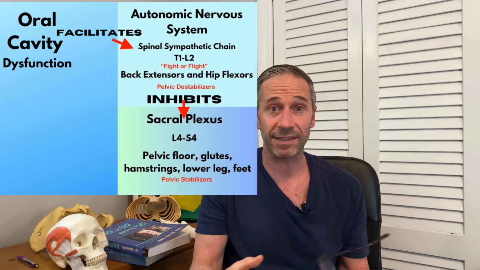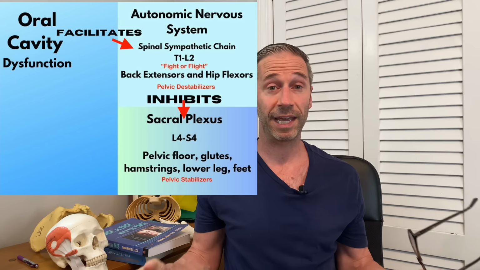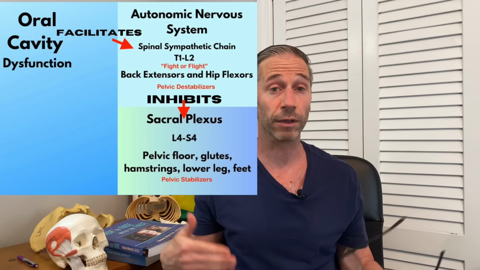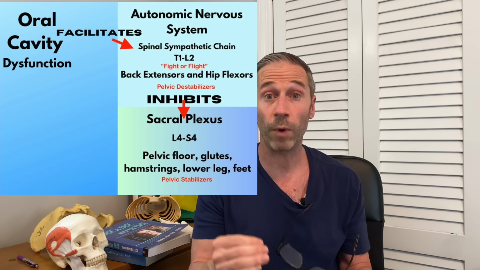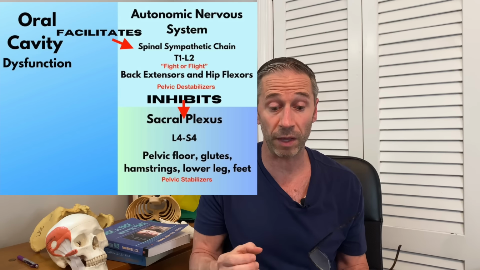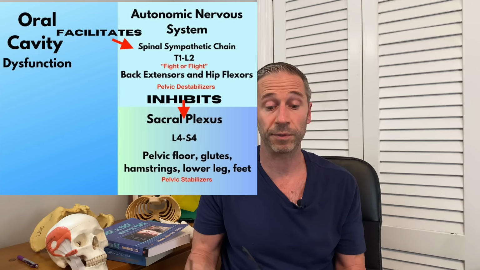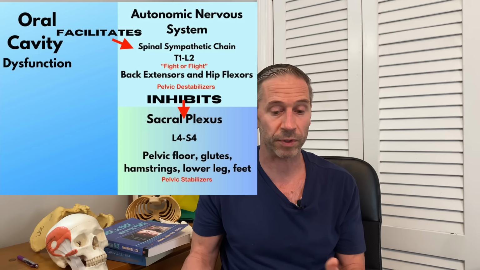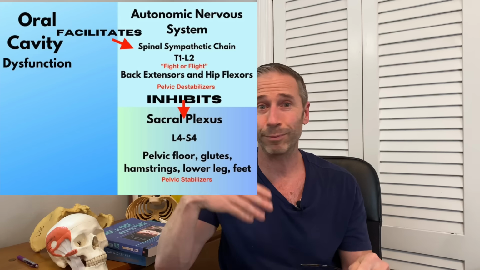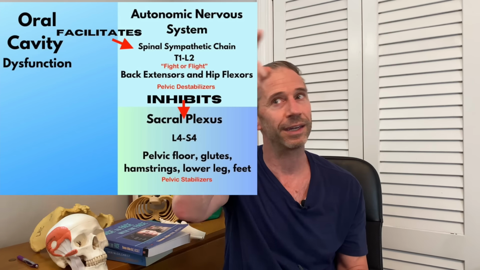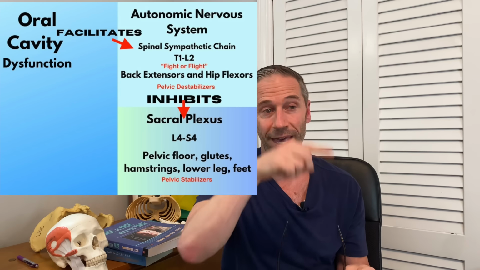That facilitates extension, fight or flight. And as extension and fight or flight go on longer and longer, it inhibits or takes away your ability to stabilize your pelvis with your pelvic floor muscles, glutes, hamstrings, lower legs, and then your feet can't go through their normal cycles. And then the brain gets lost with the ground. And it just becomes that circle of death, so to speak.